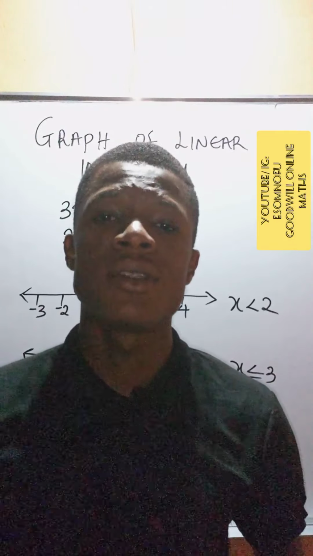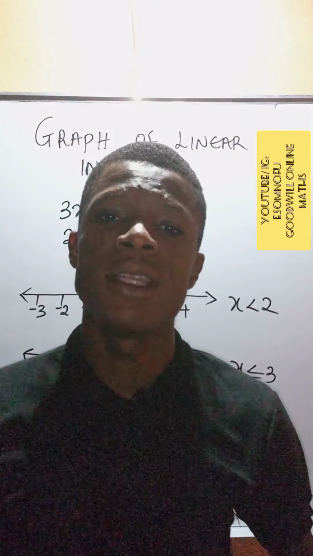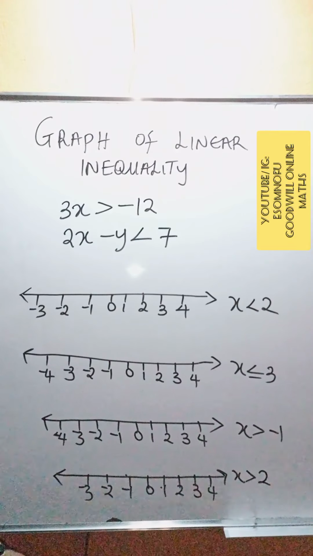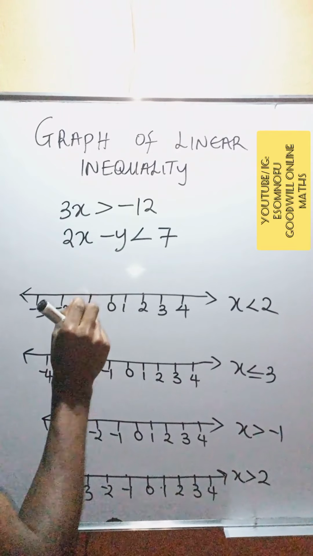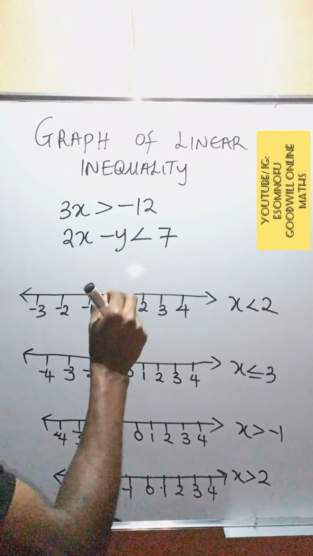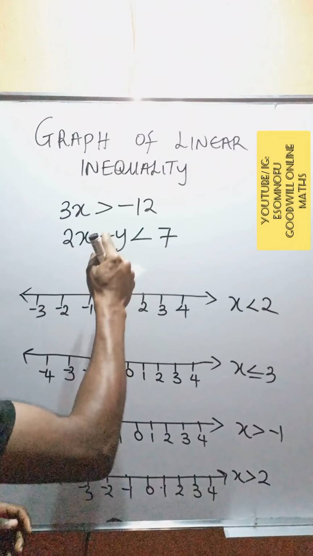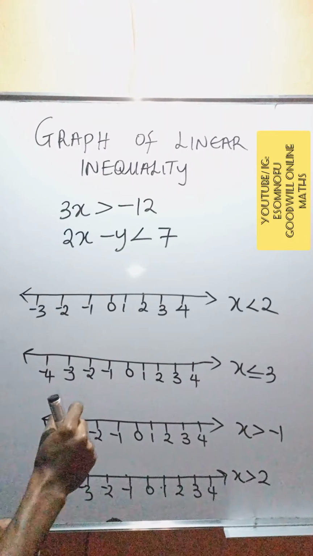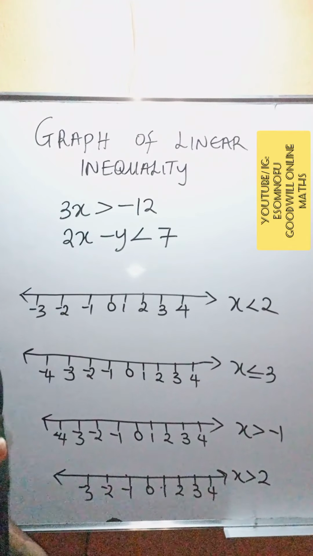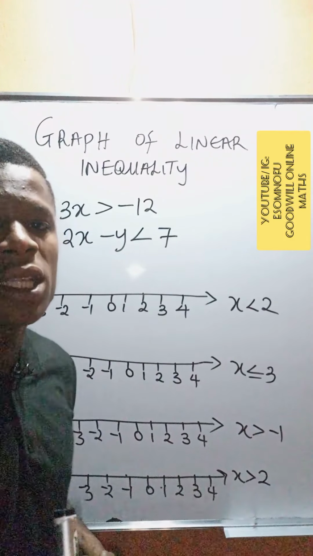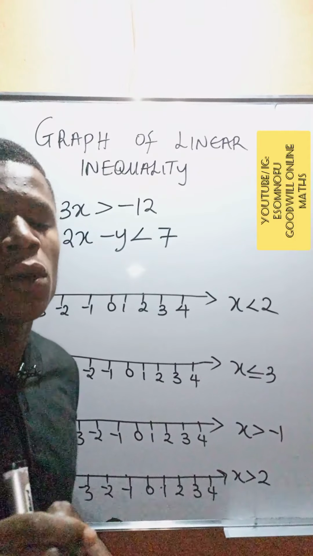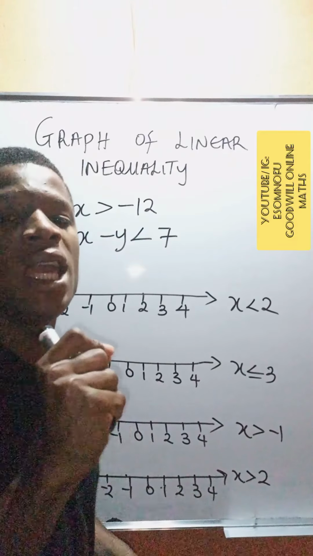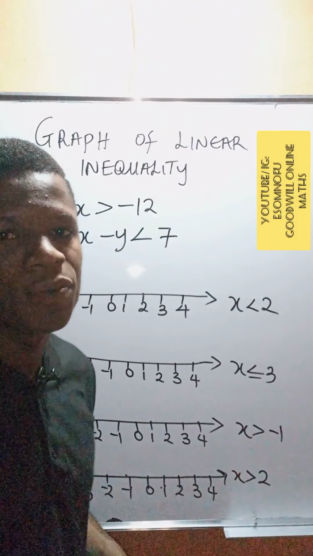In my tutorial today, I'm going to present graph of linear inequality. Inequality is like 3x greater than minus 12 and 2x minus y less than 7. It has variables. The variables are x and y. And the power or the index of the variable is 1. Please note that any inequality with the power of the variable or the index of the variable to be 1 is what we call a linear inequality.